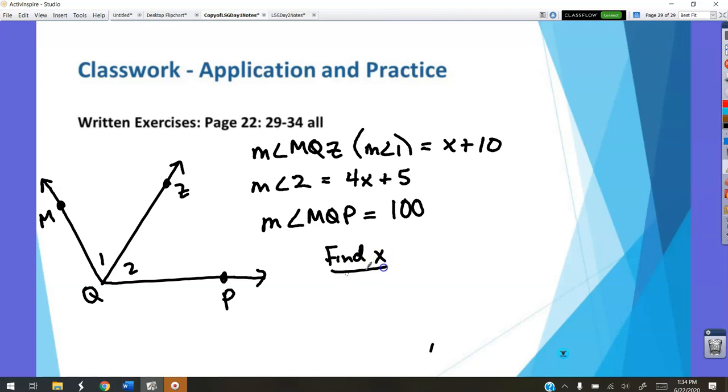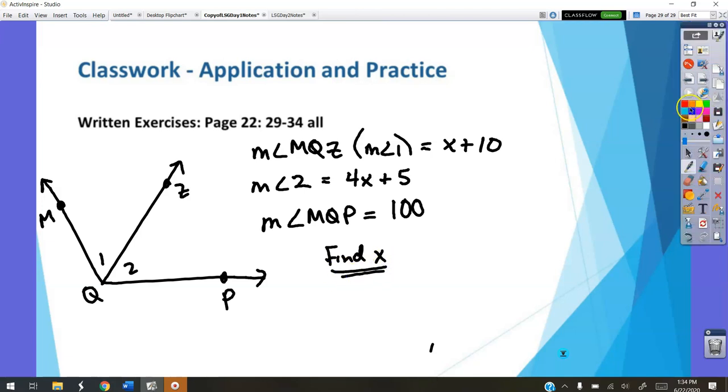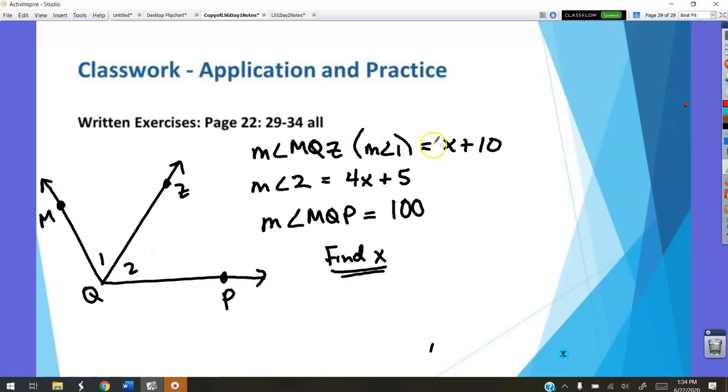Well, the first thing that I would do is label my shape. They didn't say it was a bisector, so I don't know 1 and 2 are congruent, so I'm going to label what I do know. Angle 1 is x plus 10, so this part is x plus 10. Angle 2 is 4x plus 5, so that one's 4x plus 5. And then the whole thing, MQP, all of that opening, is 100 degrees.